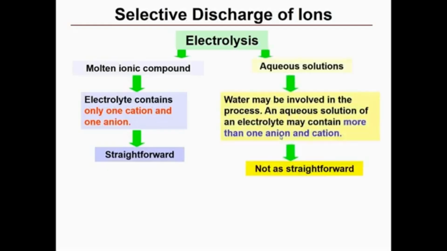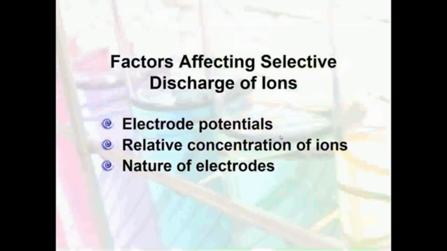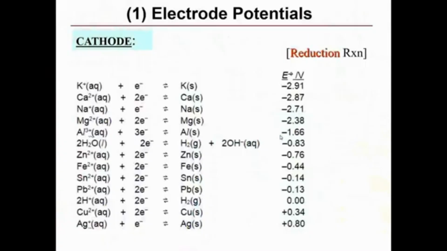However, if the electrolysis involves an aqueous solution, whereby the electrolyte may contain more than one anion and more than one cation, and there's also water present, the water itself may also be involved in the redox process. Hence, it's not so straightforward to predict what the products formed are. How then do we decide which ion will be discharged at each of the electrodes? There are three factors to consider. We could look at the electrode potentials, the relative concentration of ions, or the nature of electrodes.